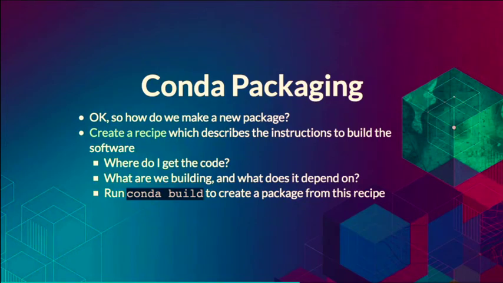The basic idea is you make a recipe, and the recipe describes the instructions to build the software, right? It isn't that hard. You basically need to tell it, where do you go to get the code? It could be GitHub, it could be a local resource, it could be an archive somewhere. What are we building? What's the name of the thing? What do I want to tell people about it? What version is it? And what does it depend upon? This is what we talked about with the dependencies, right? We have to explicitly enumerate the things that our package depends on. And then finally, we run this conda build command, and that generates a new package for us from this recipe, and we can use it in a variety of ways.